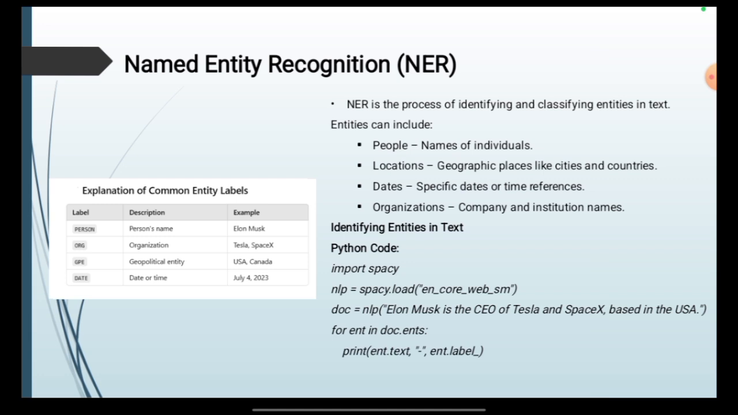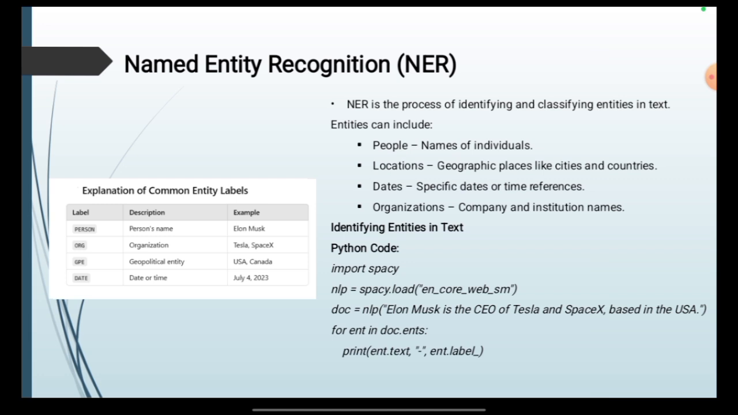For instance, recognizing Elon Musk as a person or Tesla as an organization enables better insights and structured analysis of text. In the provided Python code, the spaCy library is used for NER. The spacy.load en_core_web_sm function loads spaCy's small English model. The nlp object processes the input text: Elon Musk is the CEO of Tesla and SpaceX based in the USA.